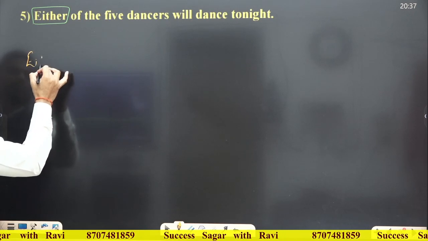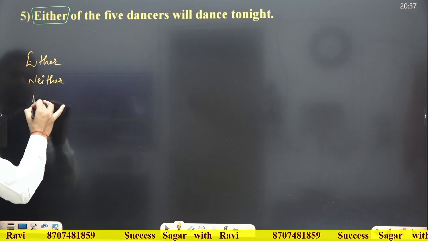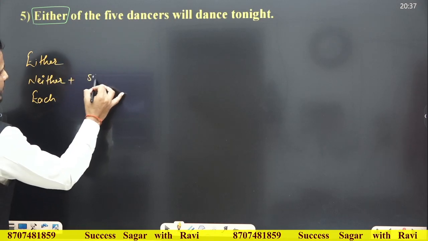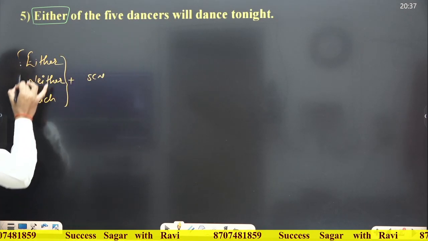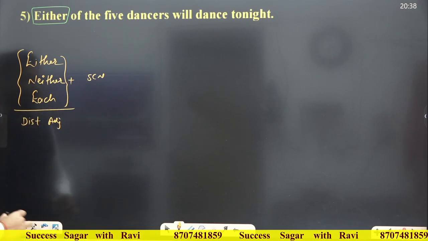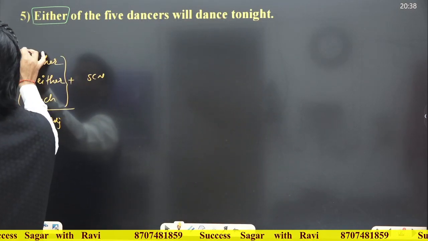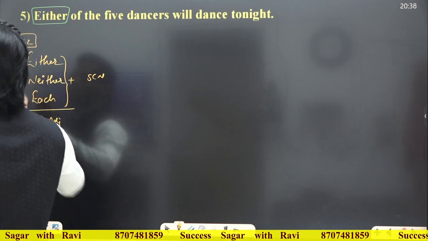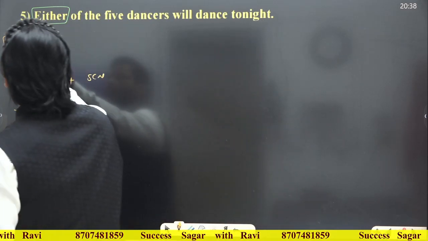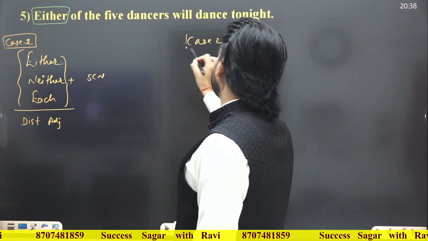Either, neither, each. If followed by a singular countable noun, this is known as a distributive adjective. This is called case 1. You have to understand these two cases because you will get lots of questions on this particular concept in your examination paper. What about case 2? Case 2 is also there.